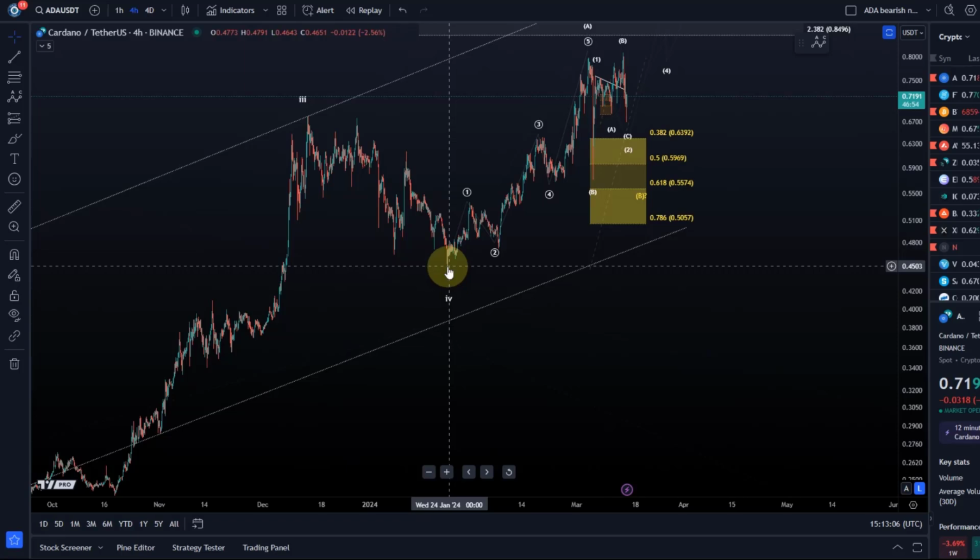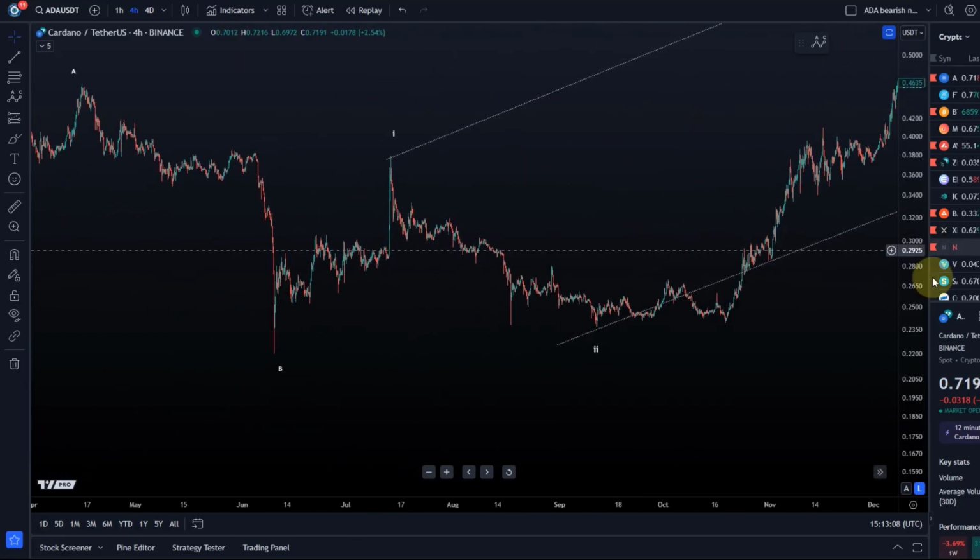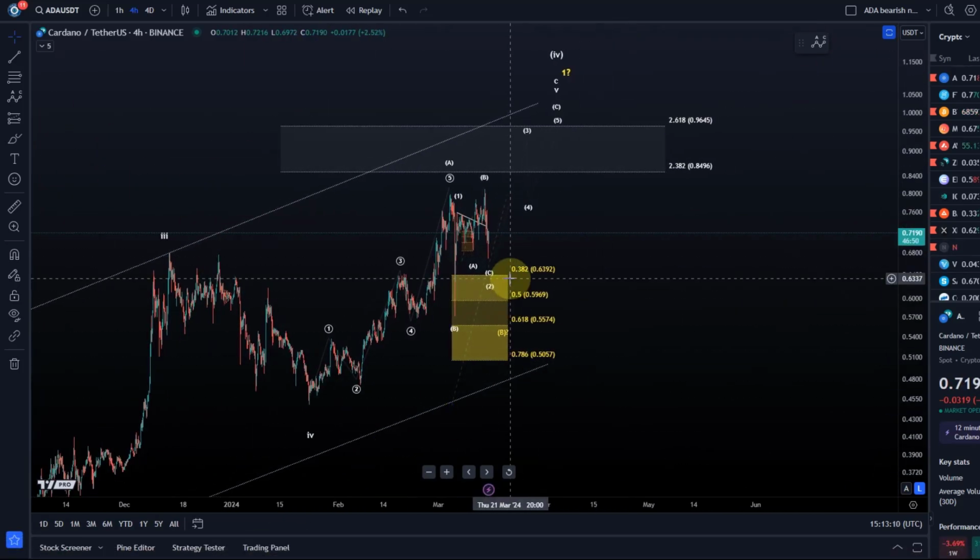Especially up from the 23rd of January low and up from the June lows as well. So that's my update about ADA.